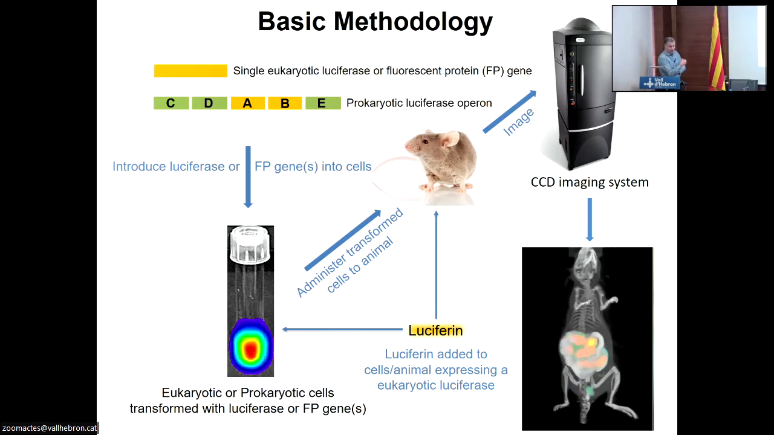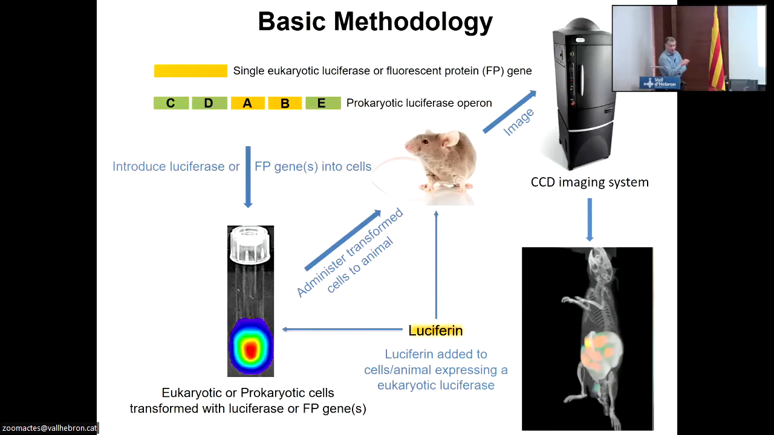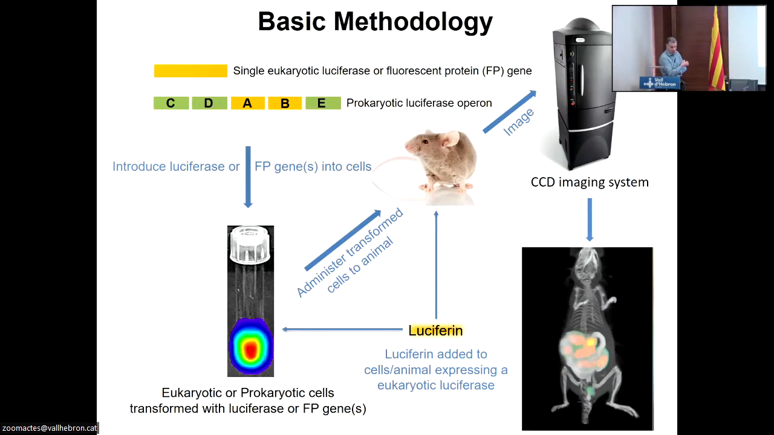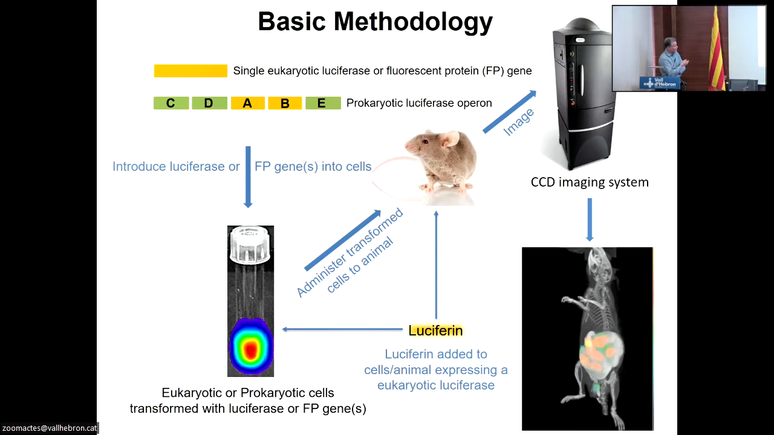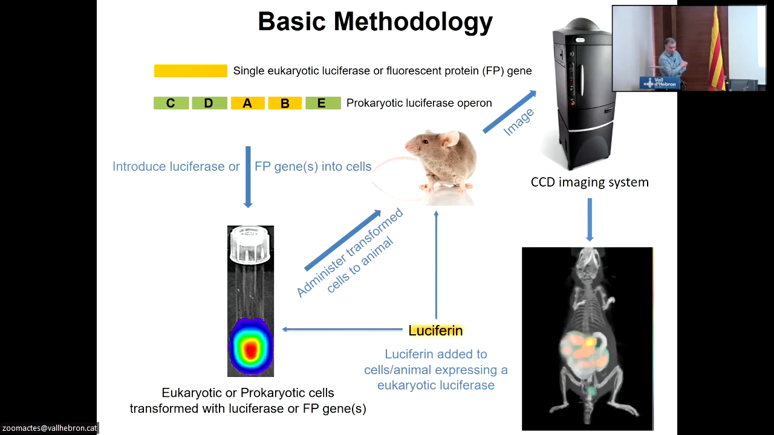In prokaryotic cells, one of the biggest advantages is that we can use a full Lux operon. This means that we have both the luciferase and the substrate incorporated into a single operon. So when you transform the cells, they can be constitutively bioluminescent without adding substrate. This means you can generate these types of images here without any substrate at all.